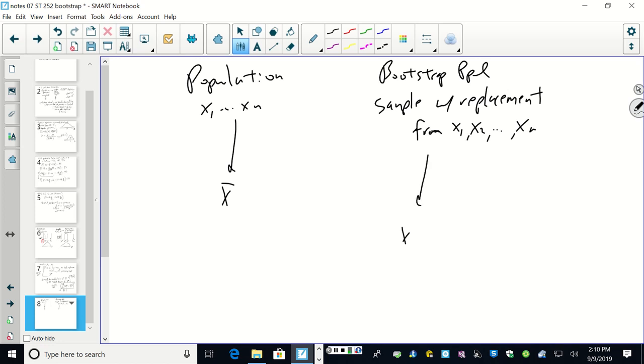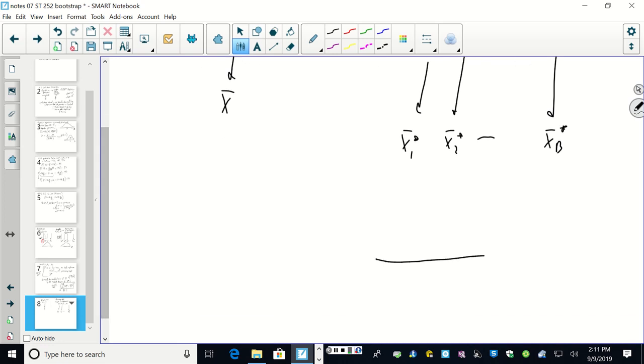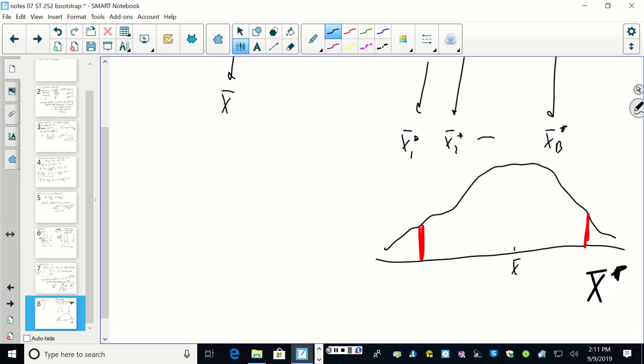And we do that once, and we get an x bar star. We do it again. And then we get a bunch of these bootstrap sample x bars. And then we'll get a histogram of these things. And x bar is going to be pretty close to the center, typically. But a different way of getting an interval for that would be to take a point here and a point here. This is the distribution of x bar stars.